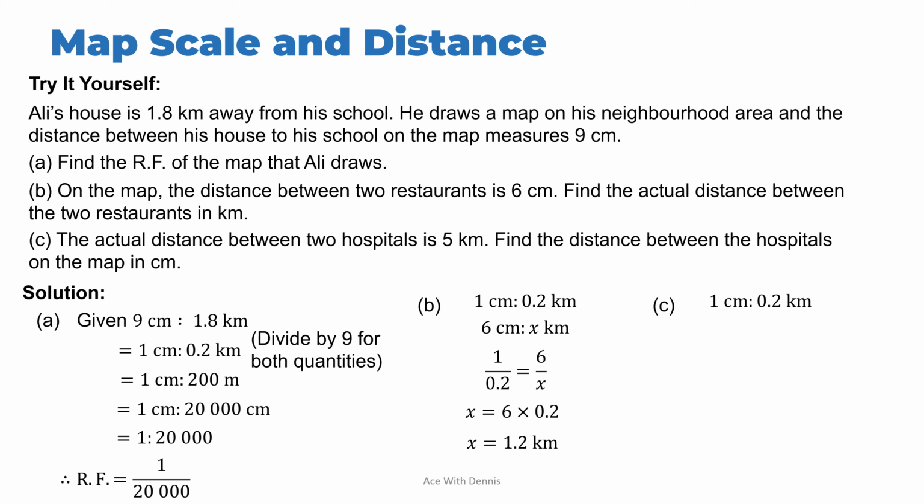For C, again the ratio is 1 centimeter is to 0.2 kilometers. Y centimeters is to 5 kilometers. So 1 over 0.2 equals y over 5. Y will equal 5 over 0.2, which is 25 centimeters.